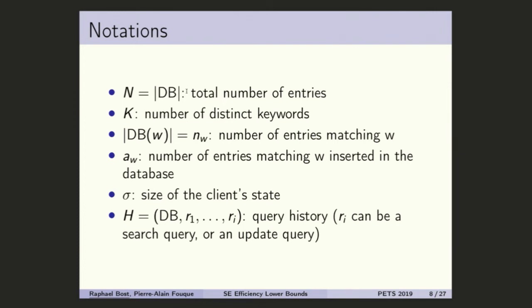This A_W is something a bit strange we're going to use at the end of the presentation, but essentially it's the number of entries matching W that have been inserted since the very beginning of the creation of the database. Sigma is the size of the client state, and H is what we call a query history. So it's the sequence of the first database, the database at setup, and the set of queries that have been sent to the database. It can be search queries, update queries. It's just a single sequence of queries. It's just a really general notation.